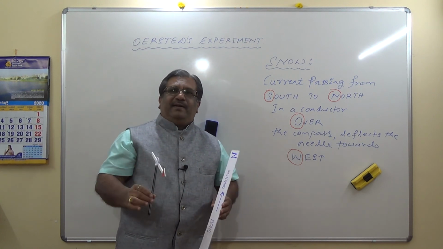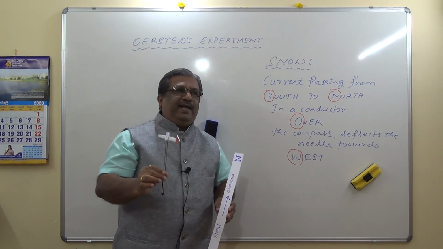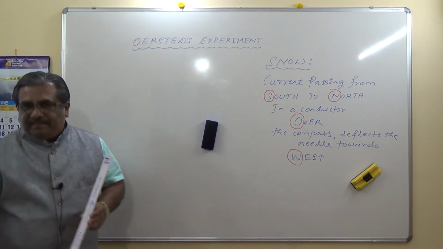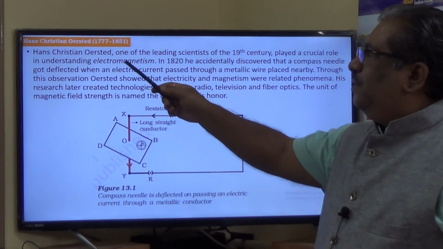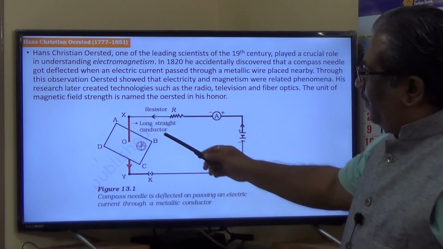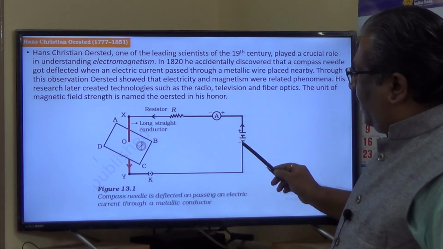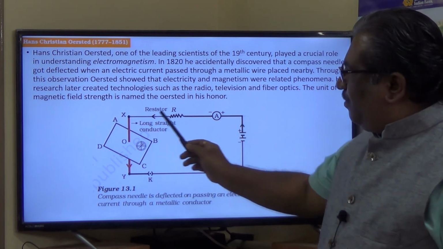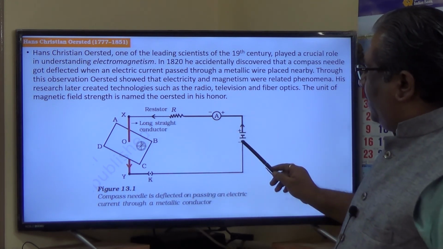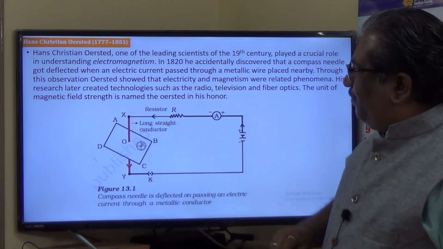Now, I'll take you to the PPT, and one experiment is there. We'll try to identify in which direction the needle moves. That is more important there. So, Hans Christian Ørsted's experiment. It is a conductor connected to battery terminals, positive terminal and negative terminal. Therefore, the current flows from the positive to the negative terminal. So the direction of the current is in this way.